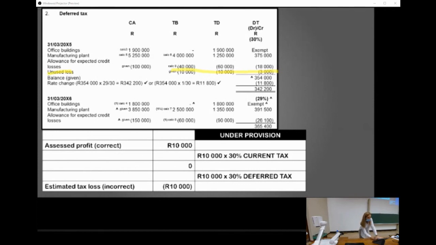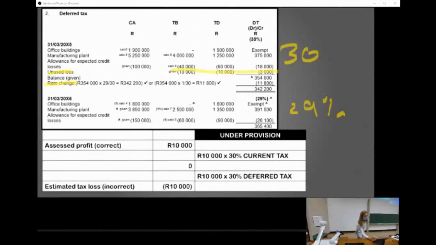Okay, and then we also had the rate change, the rate adjustment. So here it was 30%, and here our rate change is 29%. Now, important that we are not going to pay that extra tax for last year at 29%. We are going to pay it at 30%. That was the tax rate of the prior year.